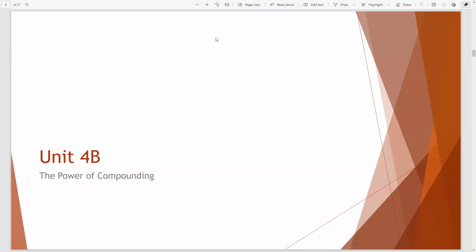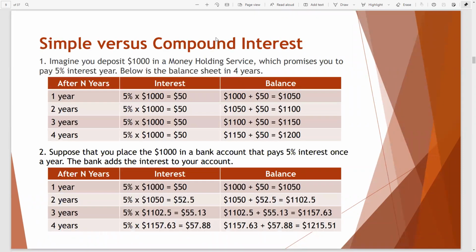All right, let's see the next topic, the power of compounding. Right, compound interest. Okay, so it's two types, right? We have simple interest and compound interest.